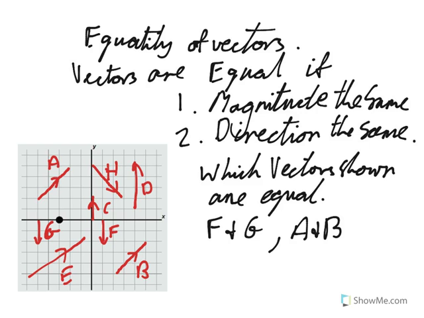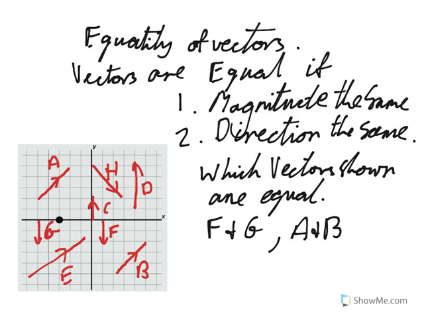C and F and G, well, they're length of 2, but C points up where the other 2 point down, so the direction's not the same. So they're not equal. And even though C and D point in the same direction, their lengths are different, so they're not equal. So that's equality of vectors.